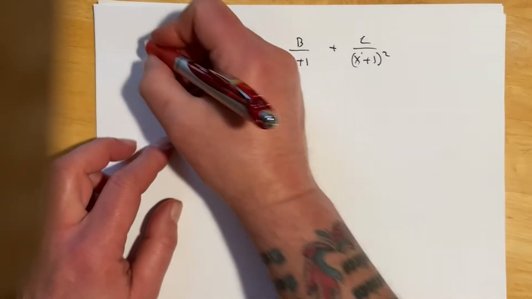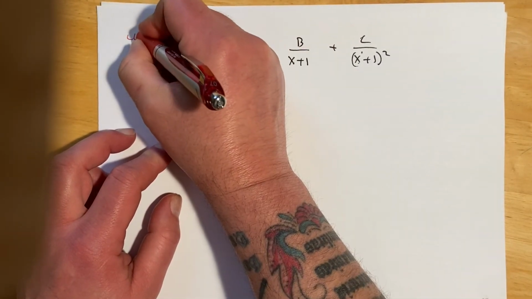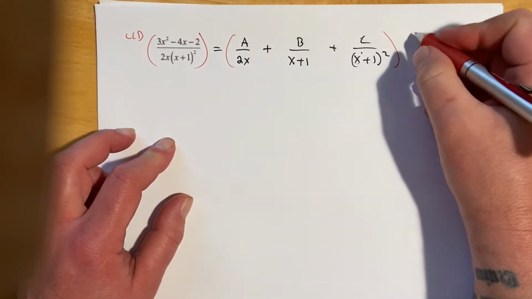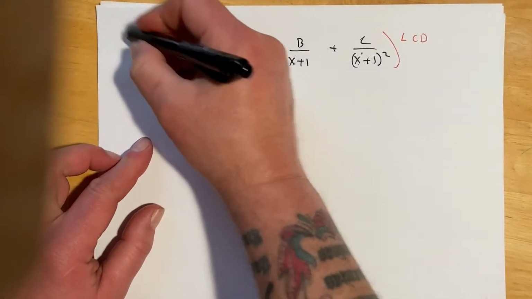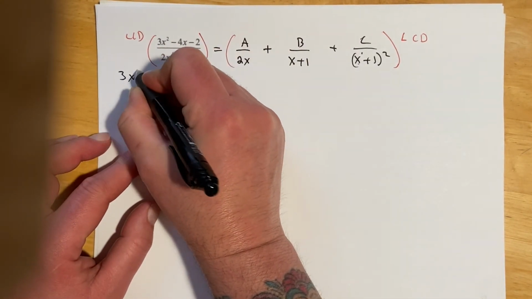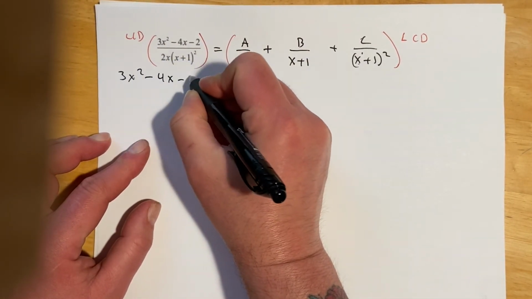So this is my LCD, so I'm just going to write LCD to save myself a little bit of writing in this section, because it's a horrible section of writing. So all this cancels, and over here I'm left with 3x² - 4x - 2.